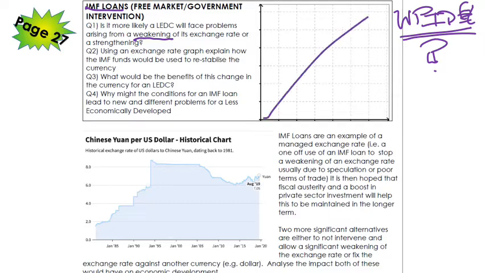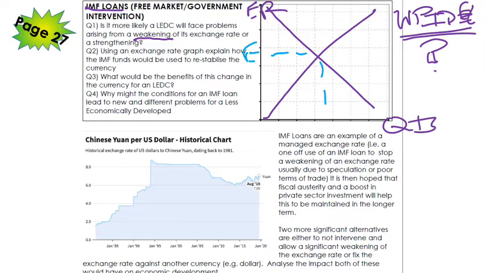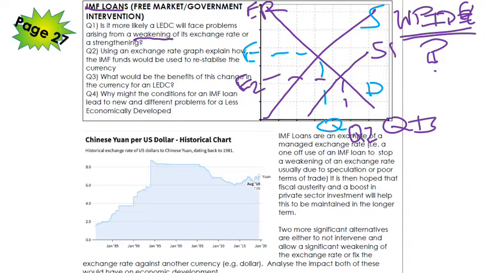So if we look at the graph as an exchange rate graph, so there'll be exchange rate on that axis, quantity on that axis, and our equilibrium is going to be E and a Q. Now if we have a weakening, so let's just say for example that people get rid of this currency internationally, there would be an increase in the supply of this currency, bringing down the exchange rate to E2Q2.